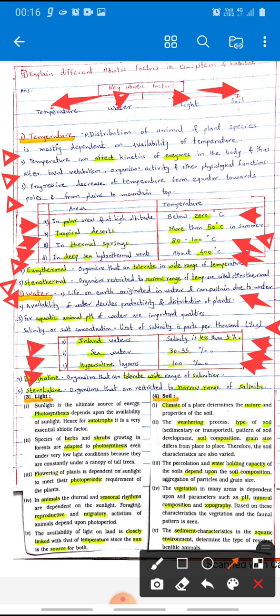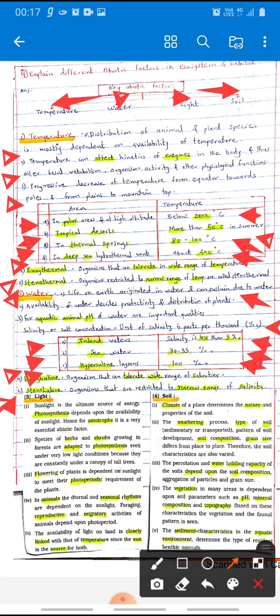So, the definitions: euryhaline organisms can tolerate a wide range of salinities, while the second, stenohaline organisms, resist only a narrow range of salinity. They are called stenohaline.